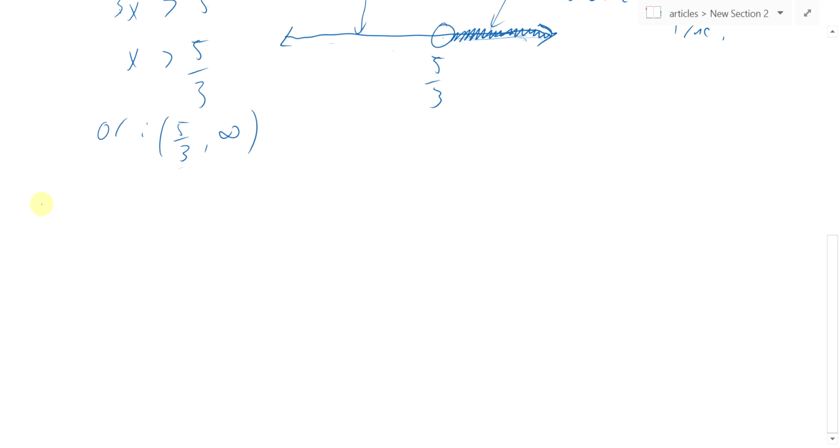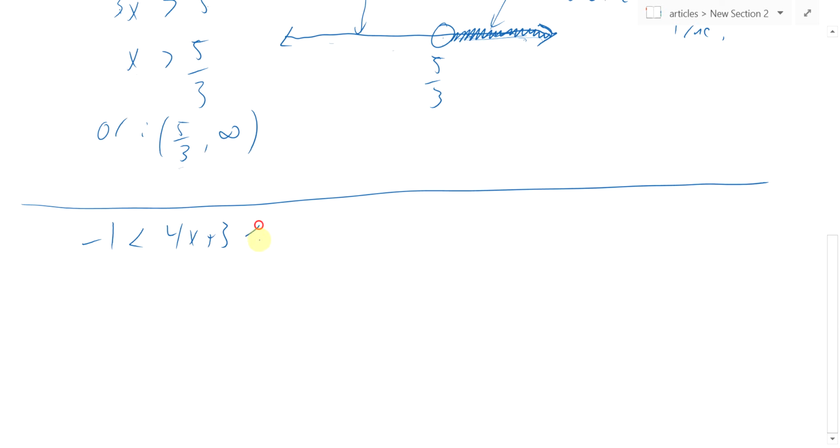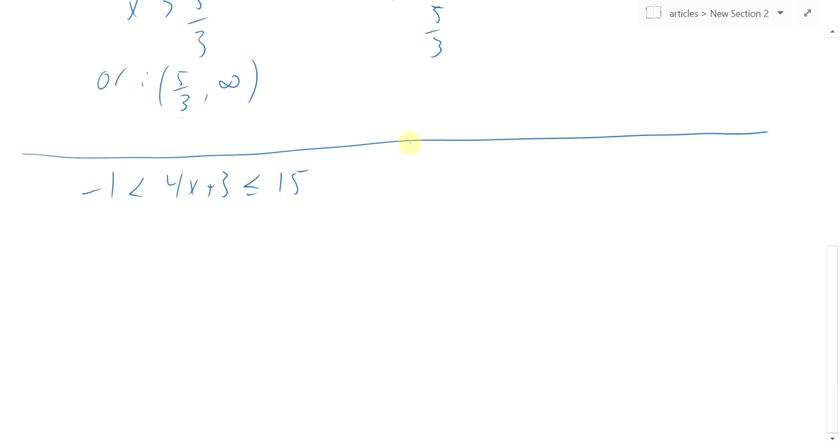So what about double inequalities? Well, it's the same thing, except now you have 3 sides. So minus 1 less than 4x plus 3 less than or equal to 15, for example. Now I've got 2 inequalities, but you solve it the same way.